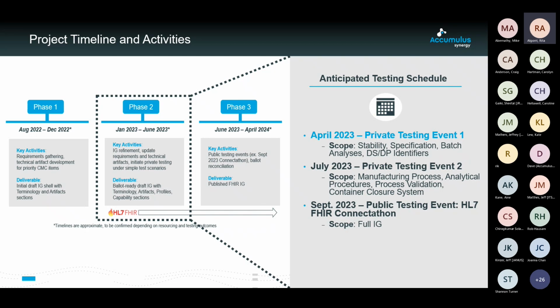Since this is our first testing event, we're hoping to take a lot of lessons learned from today's event to bring forward into those future testing events. And the other thing that I wanted to note on this slide is that we're ultimately working towards an April 2024 publication date for the IG. We're expecting to have some synergy with other Accumulus platform related timelines and deliverables. So that's ultimately the date that we're working towards.